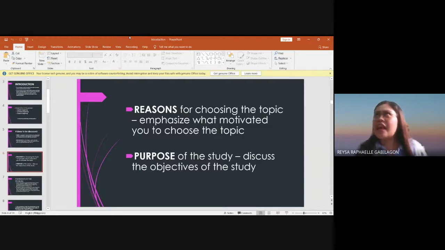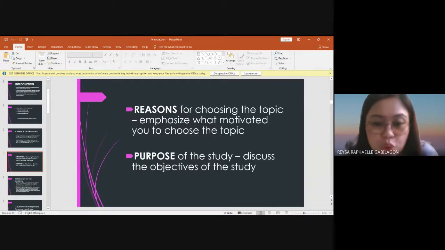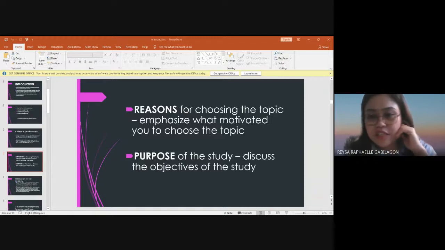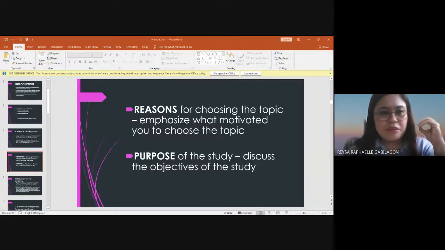And lastly, all introduction ends with the purpose of the study. So you really have to state the objectives. So do you have questions about the introduction?